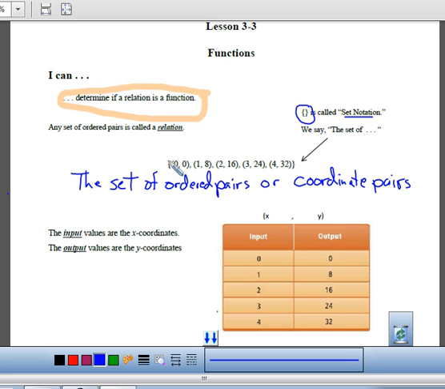So you'll notice inside the curly brackets we have parentheses, and inside the parentheses we've got the two numbers, the x and the y values. Okay? So any set of ordered pairs is called a relation. So this right here is a relation. It's a set of ordered pairs. We have 1, 2, 3, 4, 5 points in this set of ordered pairs. Alright? Simple enough so far.